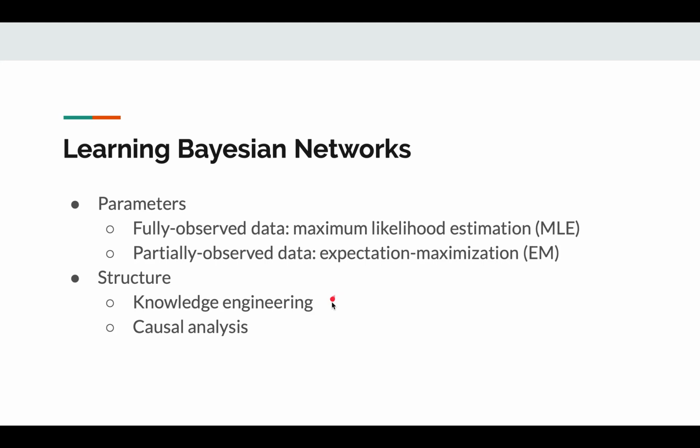And then there's also causal analysis, which is basically trying out different orderings of the graph and seeing which one captures the probability distribution most closely and has the lowest number of edges.